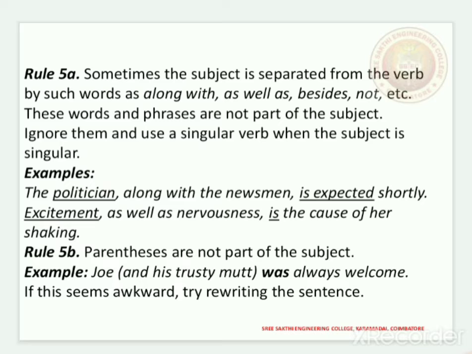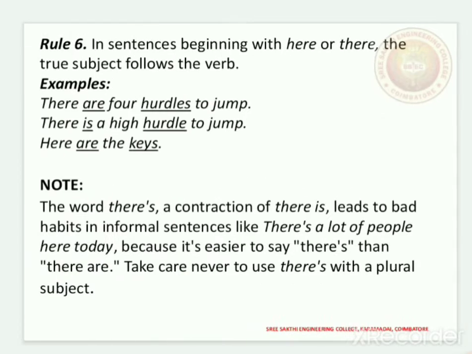Rule number 5b. Parentheses are not part of the subject. For example: Joe (and his trusty mate) was always welcome. If this seems weird, try rewriting the sentence.